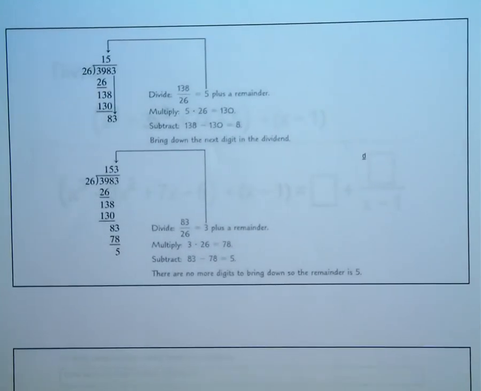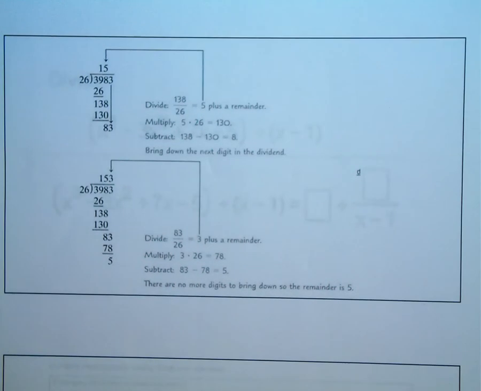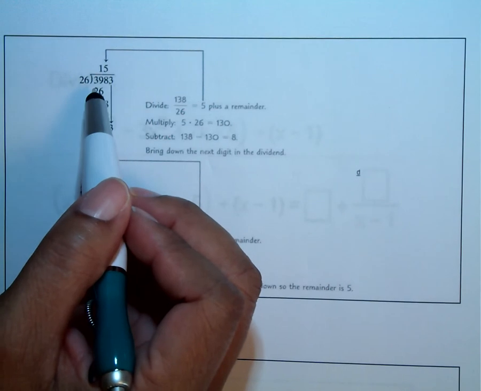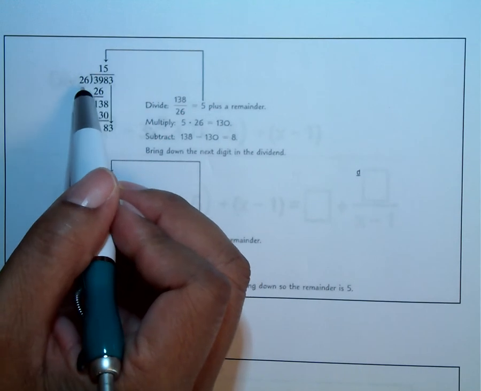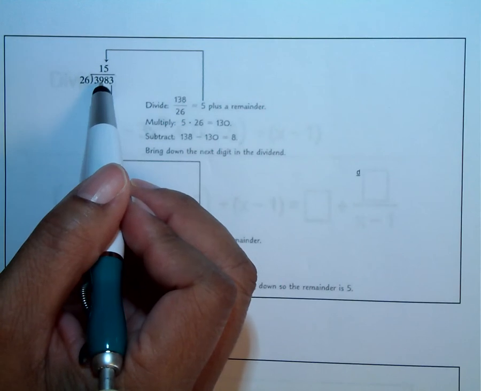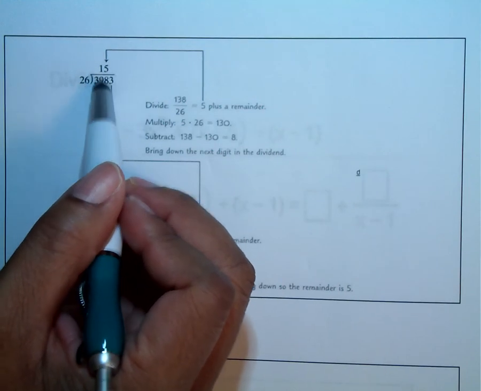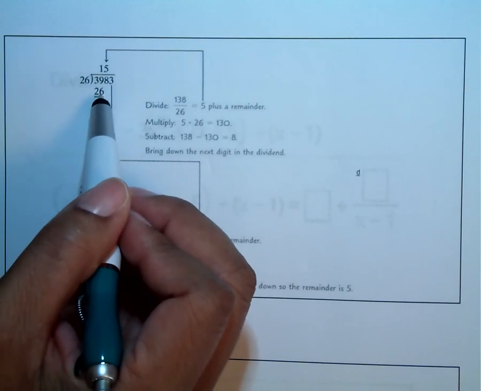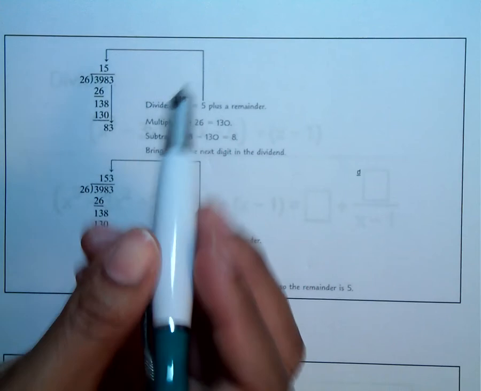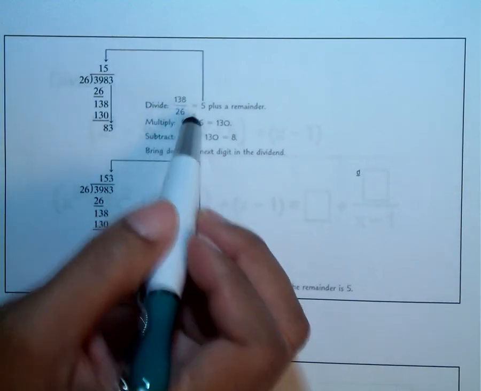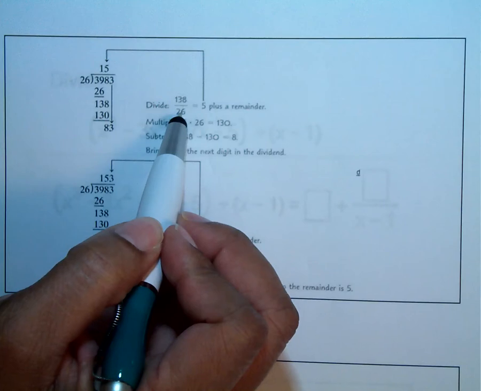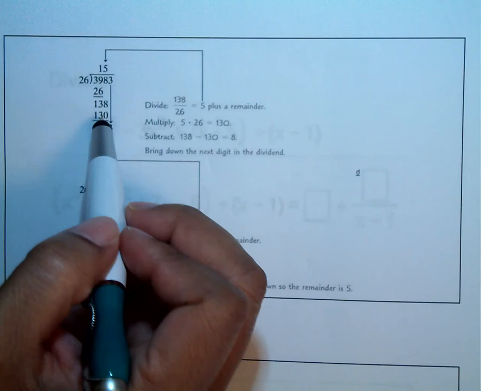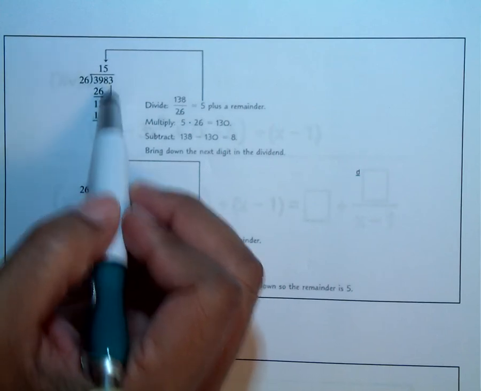So we got 26 dividing into 3,983. So remember, when you first look at it, you have to divide and see how many times 26 will divide into 39. 26 goes into 39 one time. 1 times 26 is 26. Then you subtract and you bring down. Then you start over again and you divide. 138 divided by 26, you got 5. You multiply 5 times 26, 130. You subtract. You bring down.